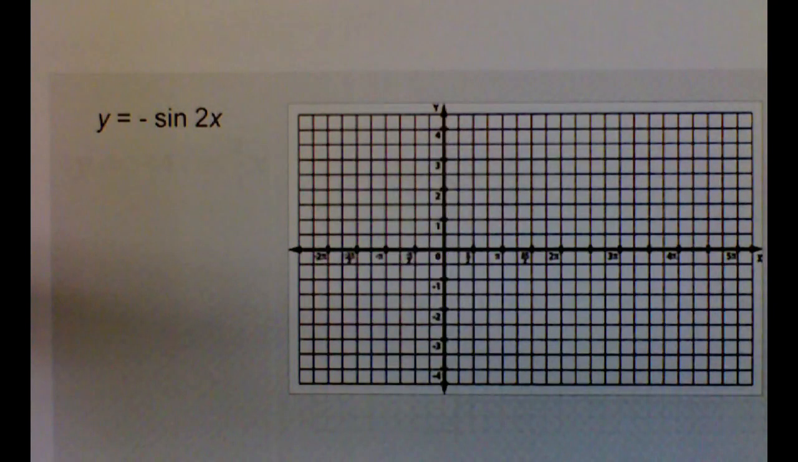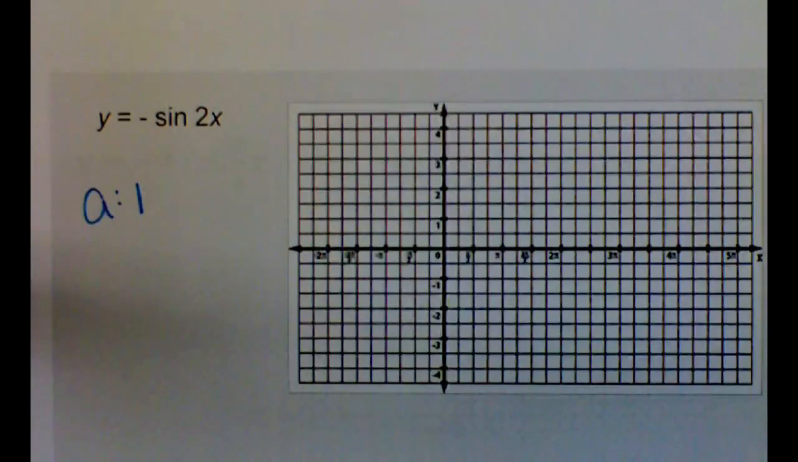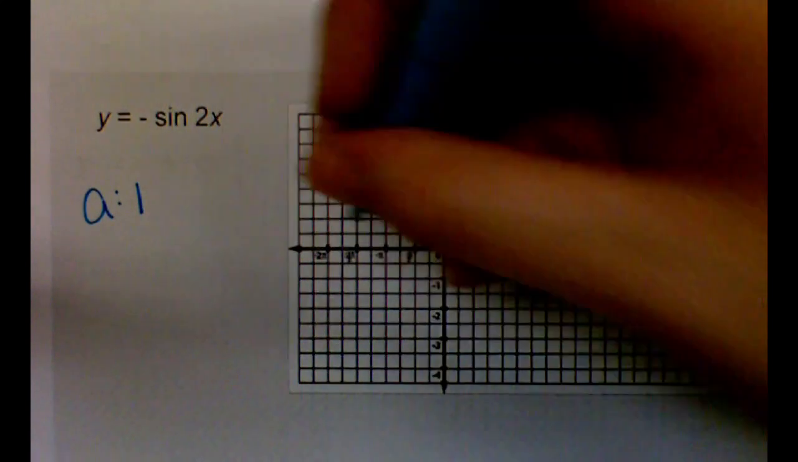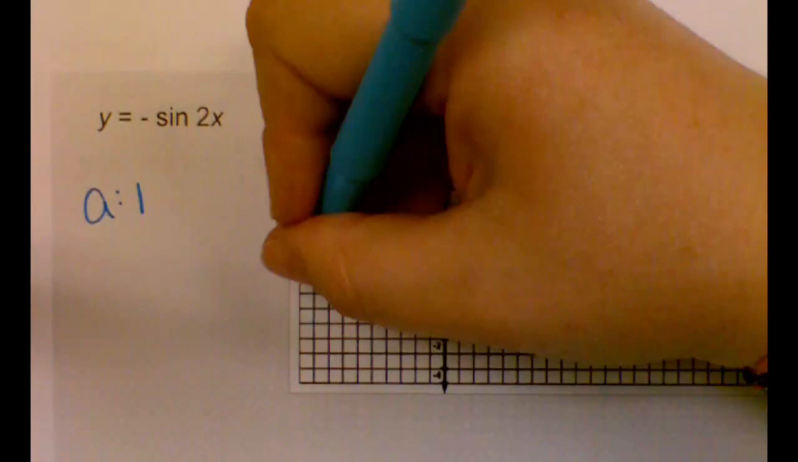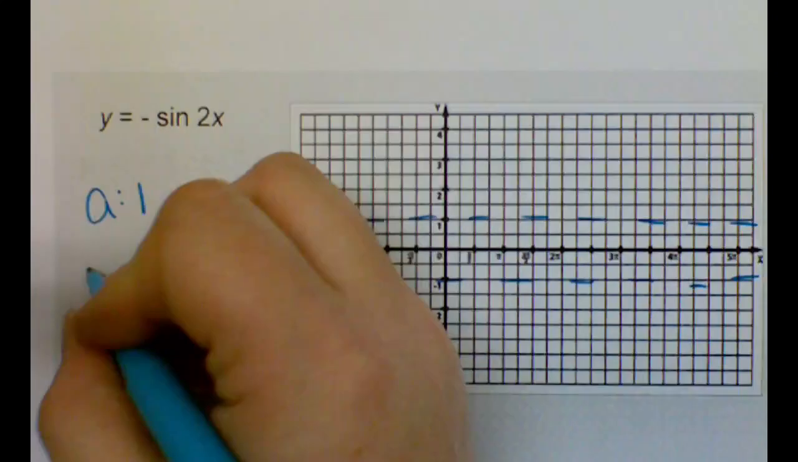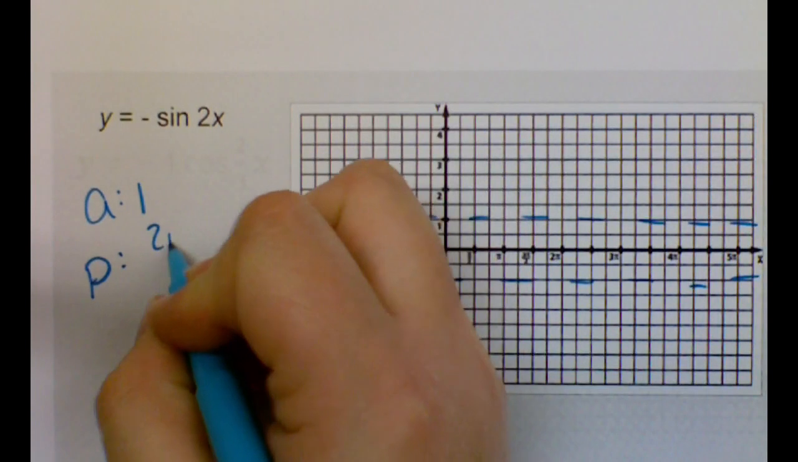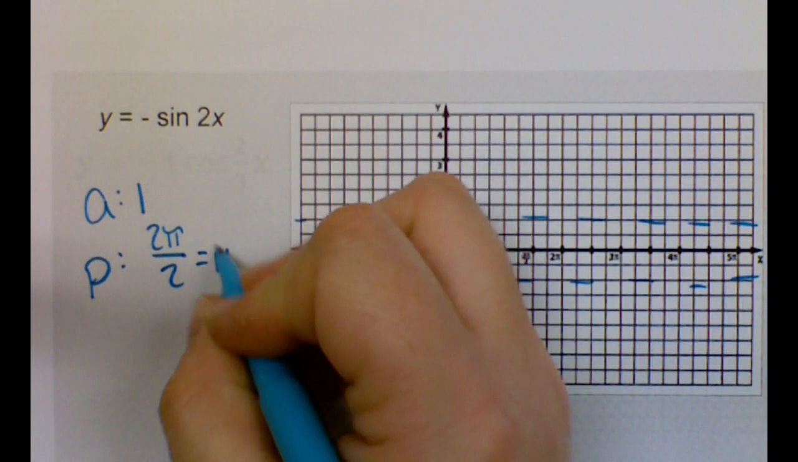So for our next one, y equals negative sine of 2x. Well, this one, the amplitude, there's nothing there, so that means our amplitude is just 1. Our maxes are 1, our minimums are negative 1. So maybe I'll draw that in quick. Maximums, minimums. Our period is 2 pi over b, which is 2, which means our period is pi.